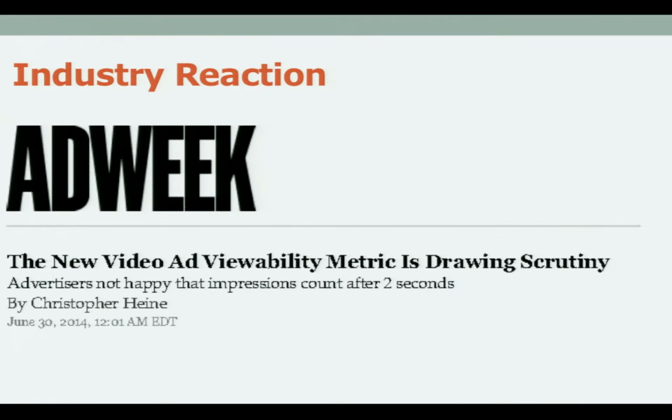The interesting thing in this piece from Adweek is, if you notice the date and the time of it, it's 12:01 a.m. on June 30th. So we issued the guidelines on June 30th. We had approximately a 60-second honeymoon period with the industry before we started seeing questions on it.